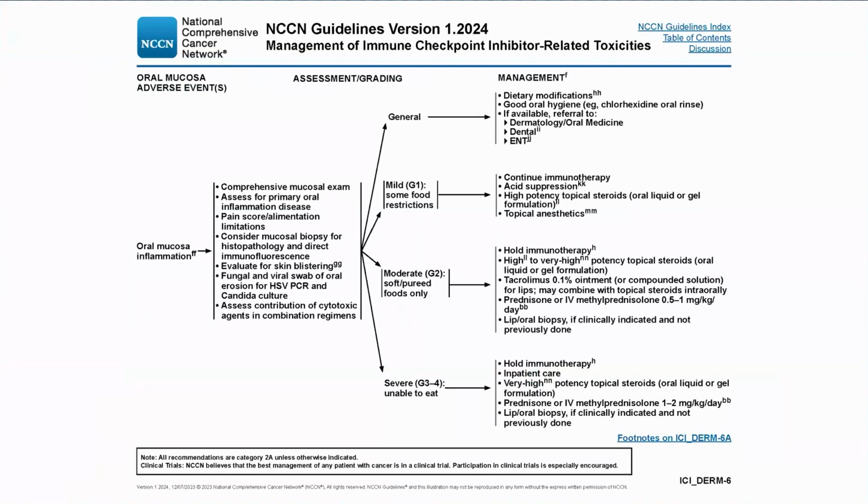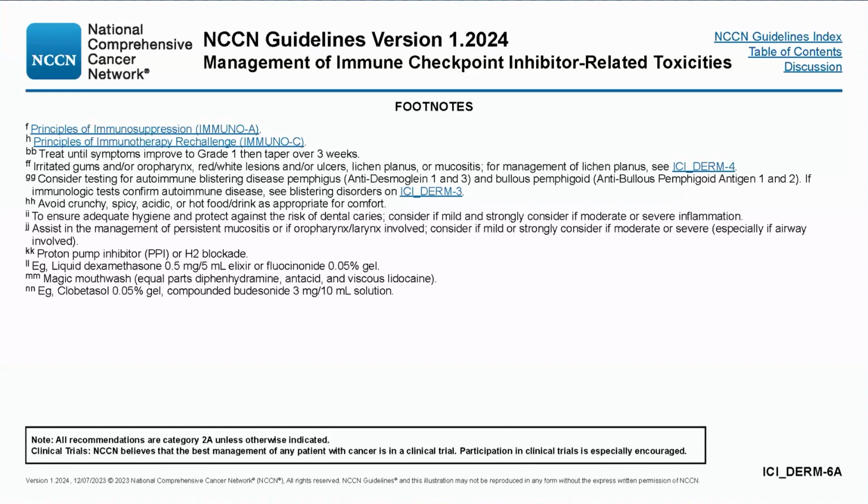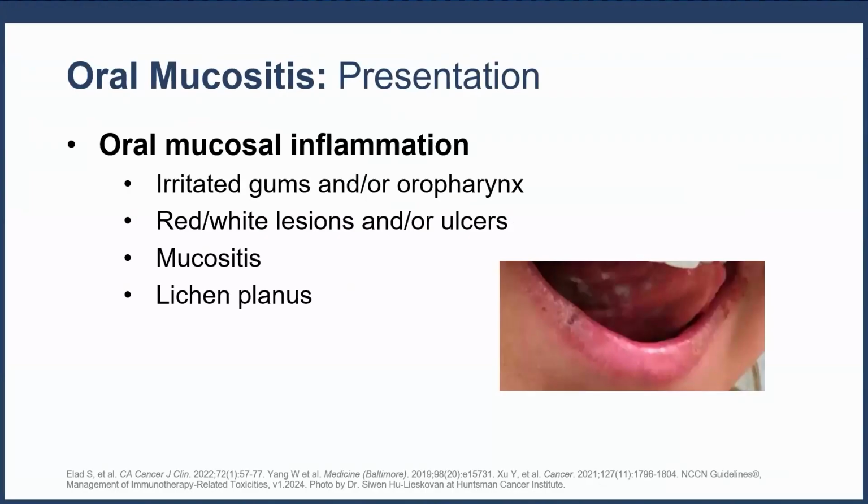This is the page. I would just orient you to how it's broken down. This is again laid out exactly as you'd expect for NCCN guidelines with assessment, grading, and management. But one unique thing for the oral mucosa inflammation page is that we have a general section at the top that applies to all the general supportive care management and referrals for all of the grading. And so we have that at the top, and then in the traditional format the grading below with management. Footnotes here, and then we go on to presentation.